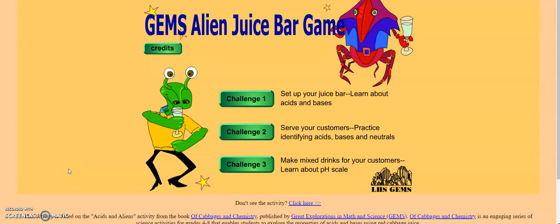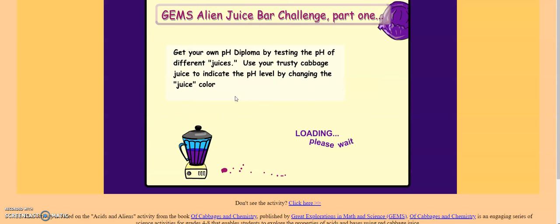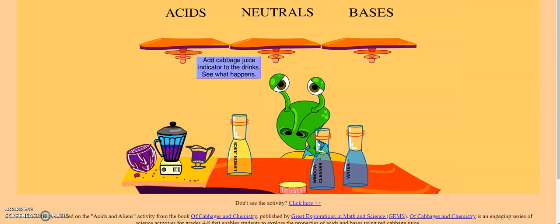Hi science students, I wanted to walk you through how to do the alien juice bar in case you were unable to use Flash Player on your device. So we're going to start with the first challenge here. We're creating a juice bar. So we've got lemon juice, we've got window cleaner, and we've got distilled water.